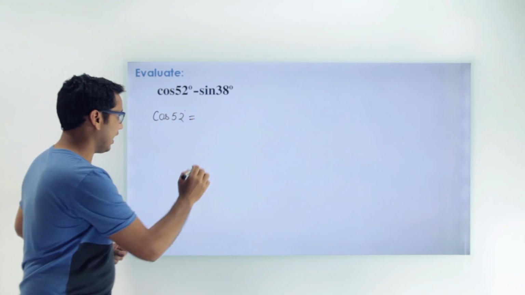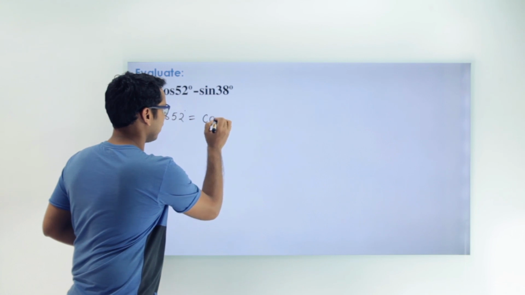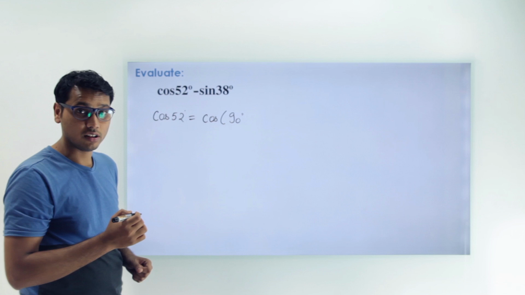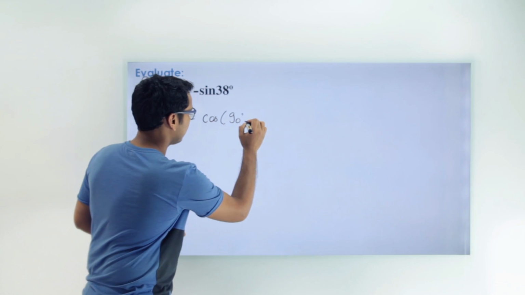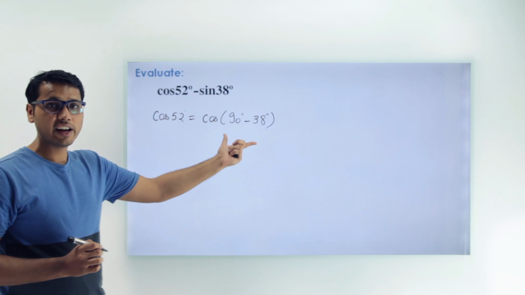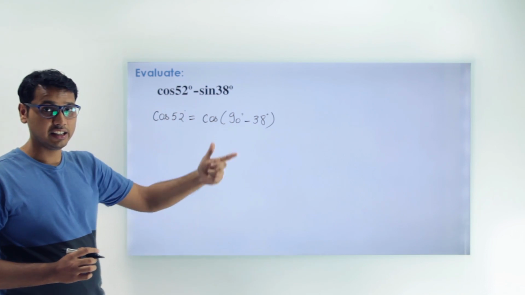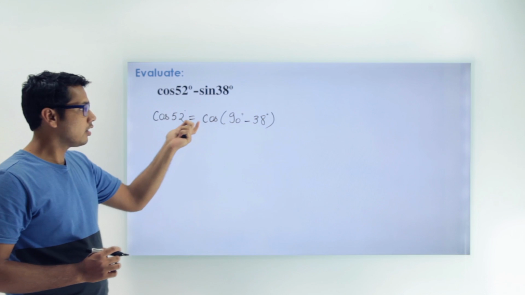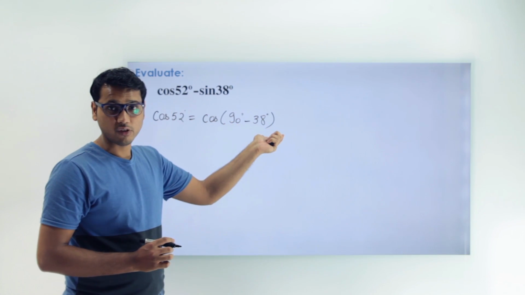I can write it as cos of 90 minus some angle, and that angle will be 38 degrees. Can I write it this way? I haven't changed anything. I have just broken this particular angle 52 into 90 minus some angle format.